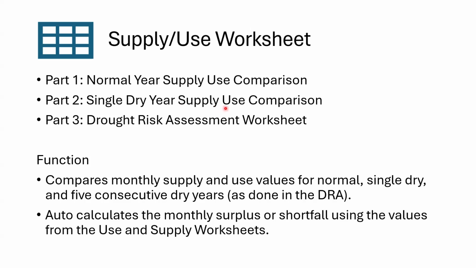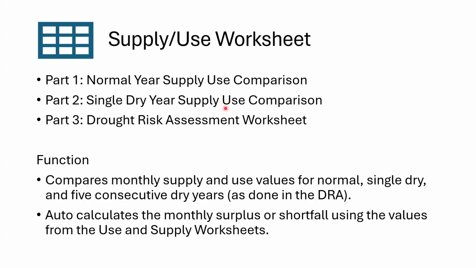All right, but that was the supply worksheet, and now we're going to look at the supply use worksheet. And this one is separated into 3 parts as well. It has the normal year supply use comparison, single dry year supply use comparison, and the drought risk assessment worksheet. So the function of this worksheet is that it compares monthly supply and use values for a normal, single dry, and 5 consecutive dry years. And the 5 consecutive dry years is what's done in the DRA. And it auto-calculates the monthly surplus or shortfall using the values from your use and supply worksheets.